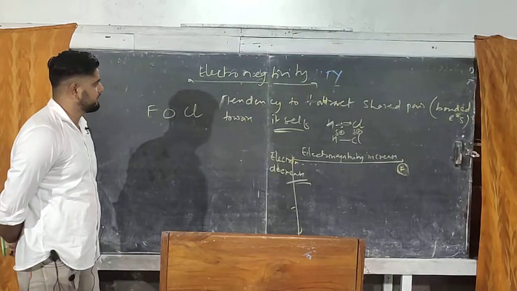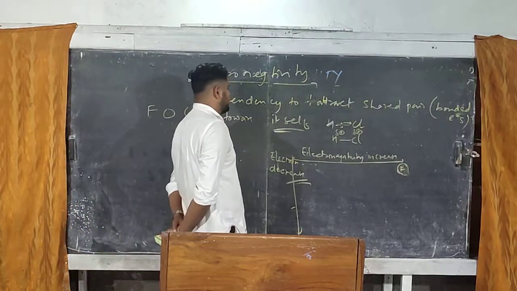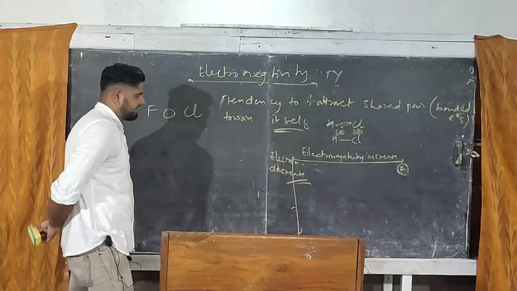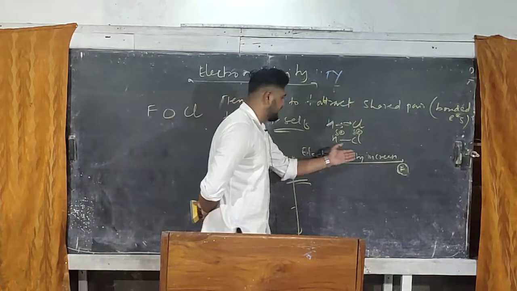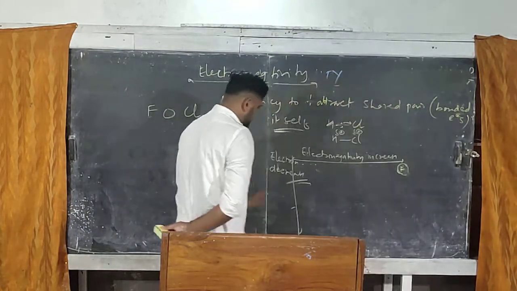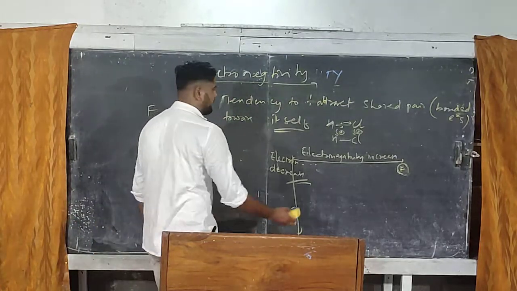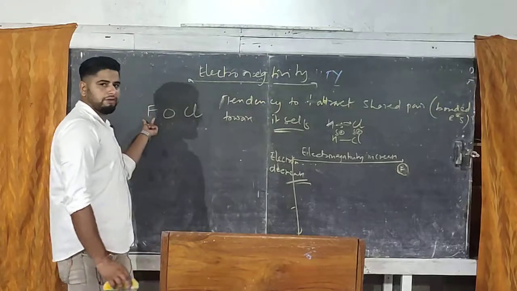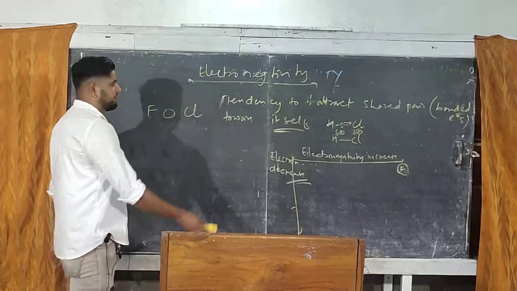Electronegativity is a tendency to attract shared pair or bonded electrons towards itself. As we move from left to right, electronegativity increases. If you move from top to bottom, electronegativity decreases. So the most electronegative is fluorine, the second most electronegative is oxygen, and after that, chlorine.